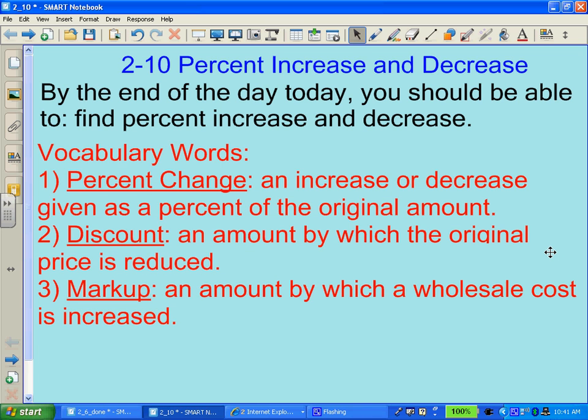Discounts is when you go to buy something at the store and you get the price reduced. So like a 20% off sale or something that you'd see at a store. And then a markup is the amount by which a wholesale cost is increased. So when a store orders something, they get it for what's called a wholesale price, and then they will mark up the price when they sell it in order to make money. So that's what a markup is.